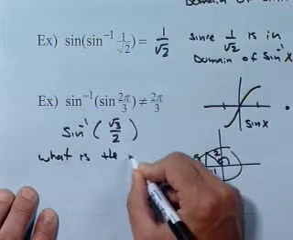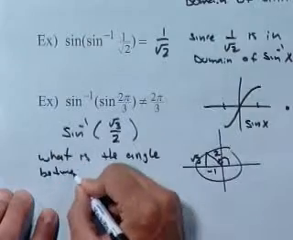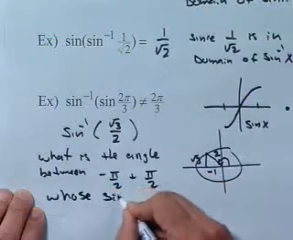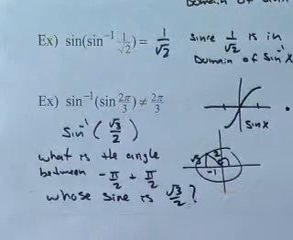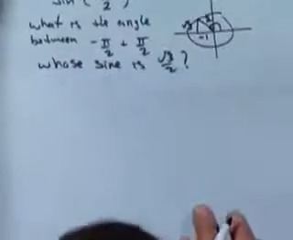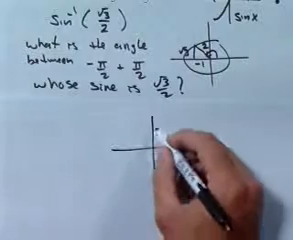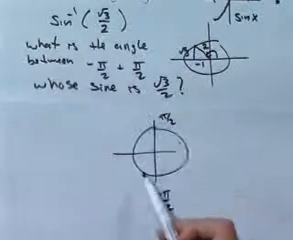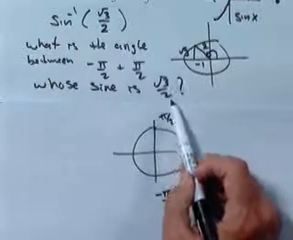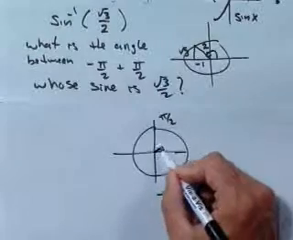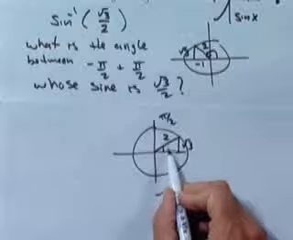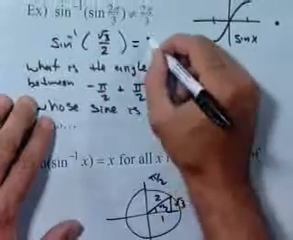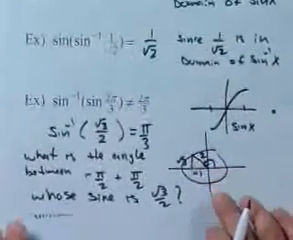What is the angle between negative pi halves and pi halves whose sine is square root of 3 over 2? And then I'll be done. So let me draw a picture. Another circle. There's negative pi halves. There's a pi halves angle. Let's figure out what is the angle in between here, whose opposite over hypotenuse is root 3 over 2. Well, that must be a pi thirds angle. So the arc sine of square root of 3 over 2 is pi over 3.